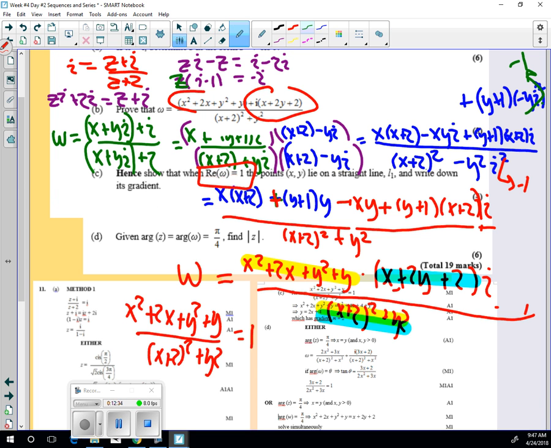Okay, so now we want to say that hence show that the real part equals 1 when the points lie on a straight line. Okay, good question.